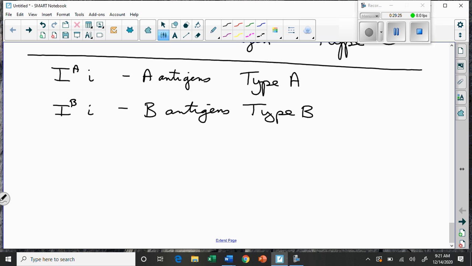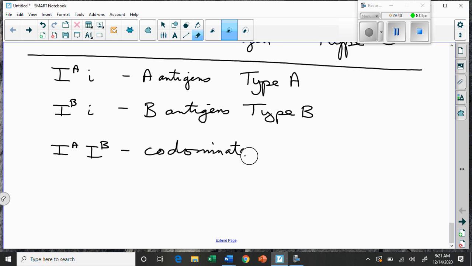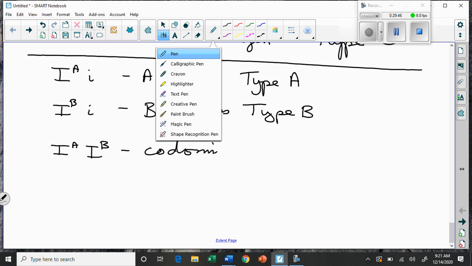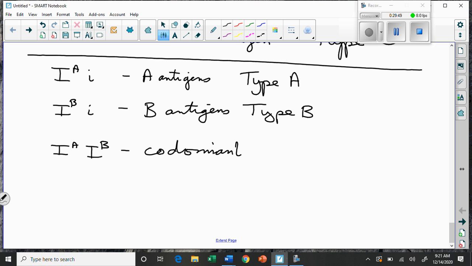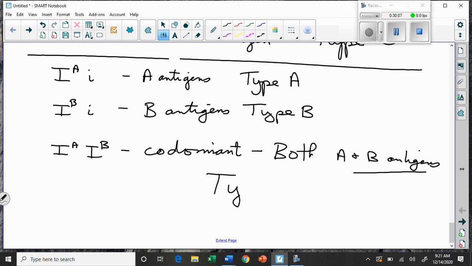The only other combination is if you get one of the capital A ones here, the dominant, and one of the capital B, and this is the codominant situation, where you will produce both A and B antigens. That's supposed to say codominant. Codominant situation. Both A and B antigens will be produced. Wow. For some reason, I can't spell or do anything that I need to do today. There we go. Both. And you would be type AB.